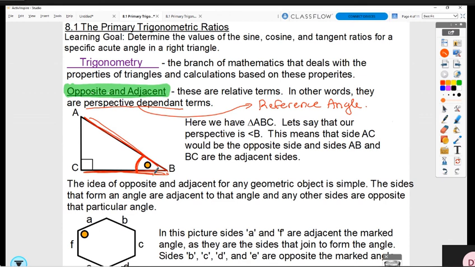Now, BC, we're going to call that adjacent. BA should really also be called adjacent. It really should, but we're not going to call it adjacent. Do you know why? Why aren't we going to call that side length adjacent?